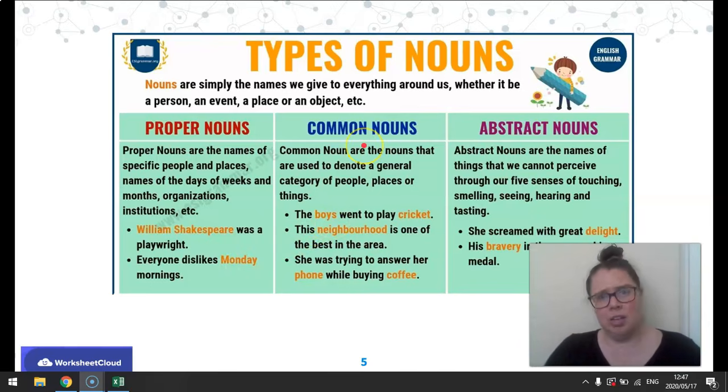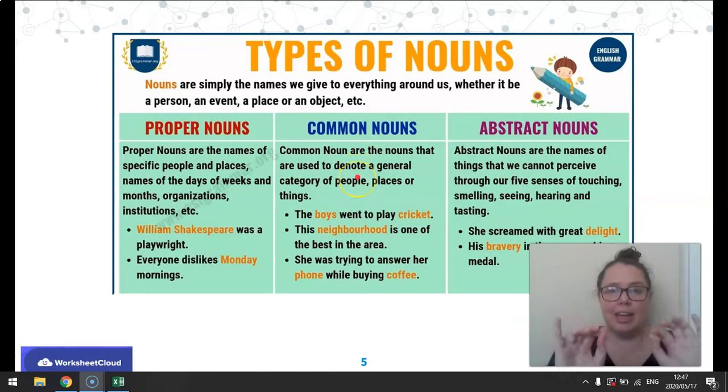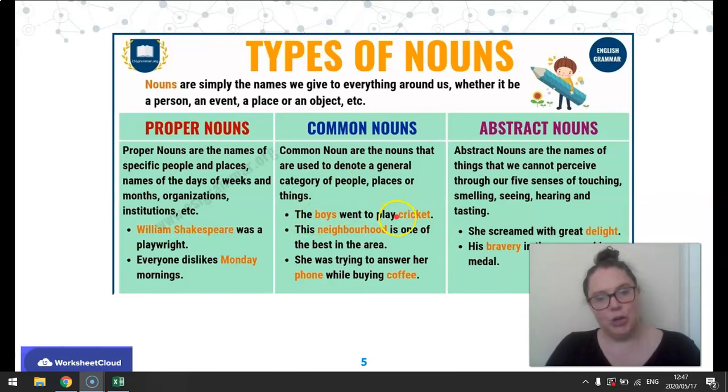Then common nouns, right? These are the most common. They are there to identify tangible objects, things you can apply the 5 senses to. Boys, cricket, phone, coffee, desks, pens, paper. So common nouns are objects, which you can think about it like this. You can always put it in a box, no matter how big the box needs to be.